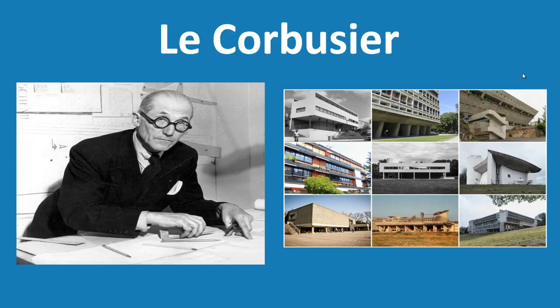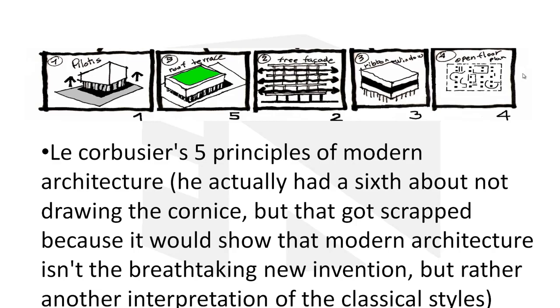This is the man himself. These are some of the buildings he did. So Le Corbusier invented a new style of architecture, modern architecture, okay? And he created these five principles: the pilotis, the roof terrace, the free facade, the ribbon window, and the round plan, okay? These are very, very good, but they didn't appear from just his imagination.